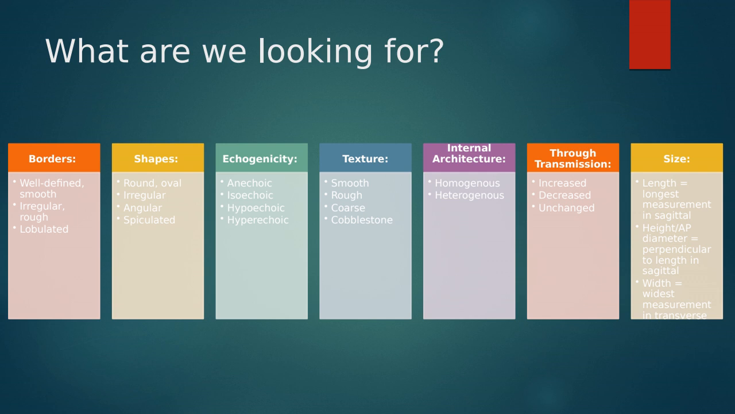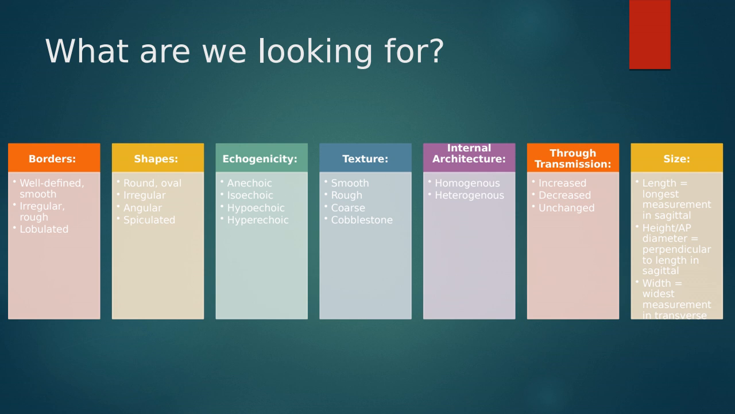Border and shape of masses typically go hand in hand with each other, and those will be the first things that we talk about. So when we're talking about the borders, we're looking at the outside structure of that finding. Is it smooth? Is it kind of lobulated, which we'll talk about in a minute? Does it have an irregular border in terms of the shape? Is it round? Is it square? Is it irregular? Is it spiculated? We'll talk about what that means as well.